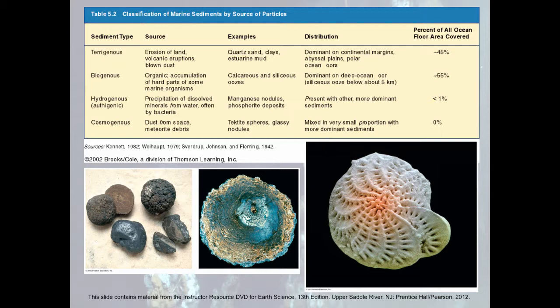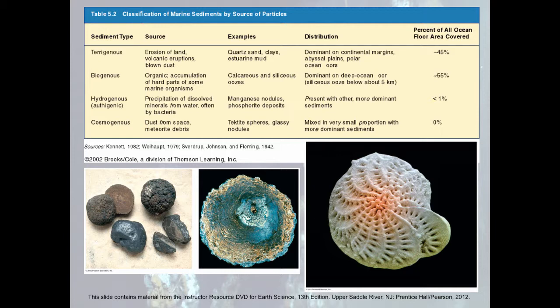Siliceous ooze dominates below about 5 kilometers in ocean depth, and that's due to an interesting geochemical concept called the calcium carbonate compensation depth, the CCCD. Ocean water is supersaturated with respect to calcium carbonate above depths of about 5,000 meters or 5 kilometers. But once you get down below, the saturation state changes, and calcium carbonate containing minerals will dissolve.